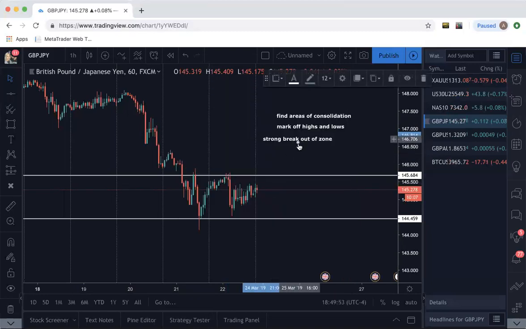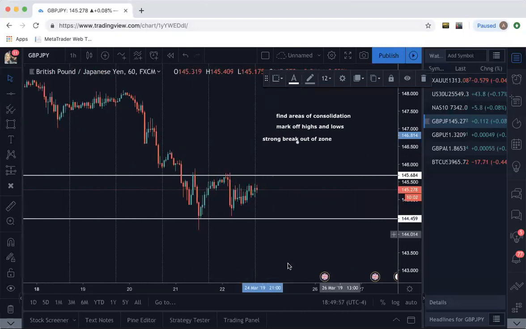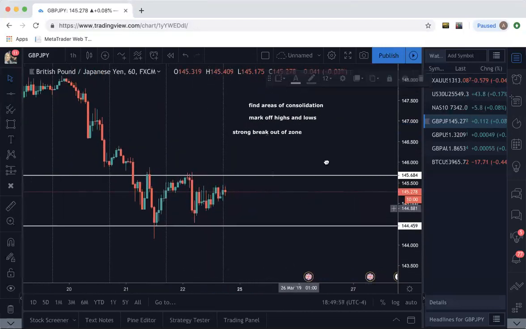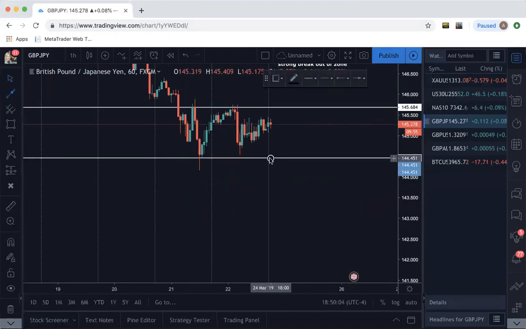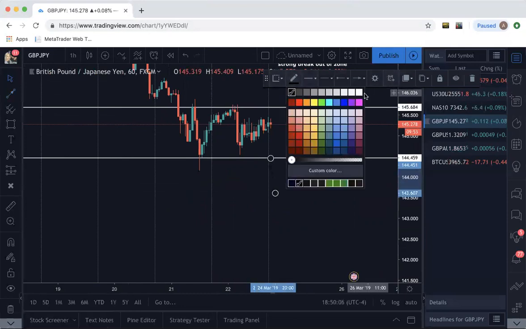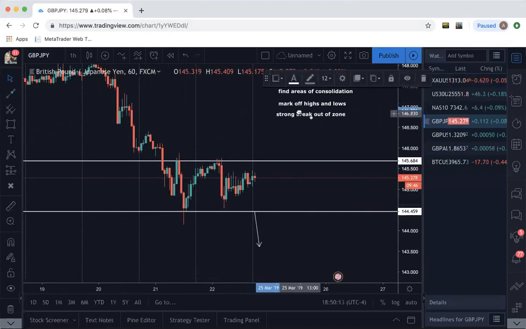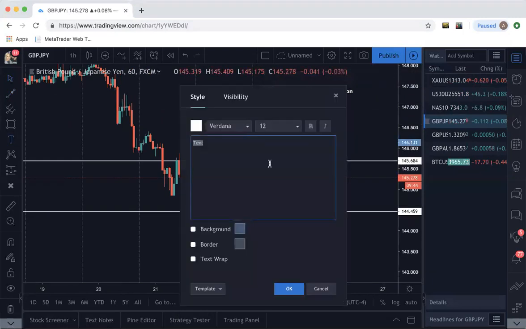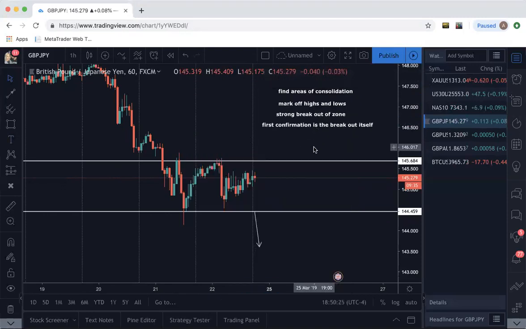So if the overall market is bearish, then we can assume that it's probably going to break down. So you'll see something like this. Boom. You'll see a strong break outside of this price range. Okay. Now, very important. That is your first confirmation. First confirmation is the breakout itself.